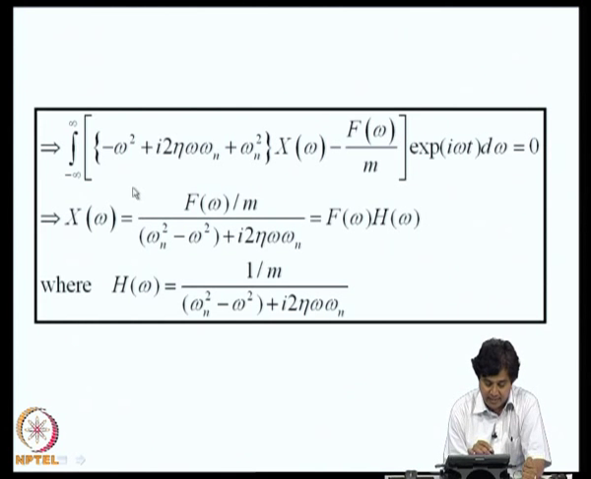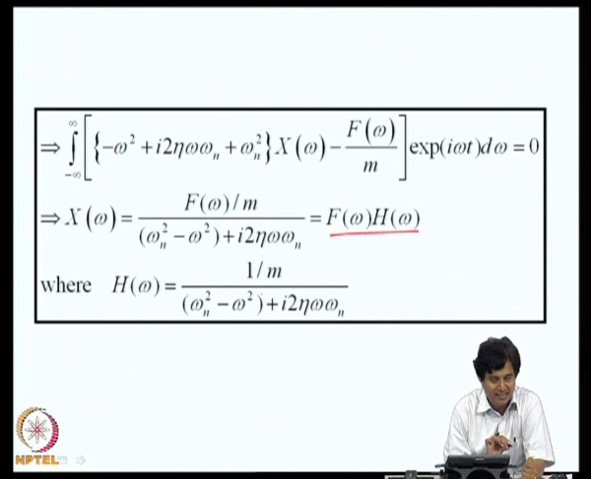If I do that, I get this expression, and we get X of omega, which is the amplitude of the response, to be F of omega by m, and so on and so forth, and this we already know is F of omega into H of omega. If you now compare these two, we see that H of omega is 1 by m, times omega n square minus omega square, and so on and so forth. Now, we have two interpretations. One is that it is the frequency response function, the other is that it is the Fourier transform of h of t. So, that would mean the frequency response function and the impulse response function form a Fourier transform pair.